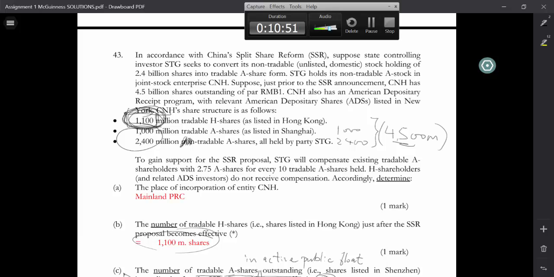Okay, so 43, let's take a look at that. In accordance with the SSR reform, suppose state controlling investor wants to convert the non-tradable stock holding of 2.4 billion into tradable A share.